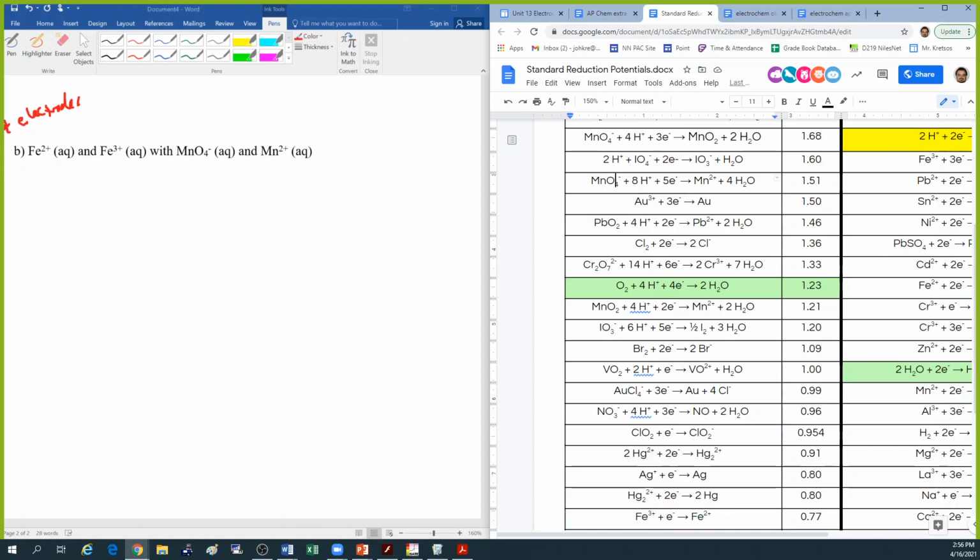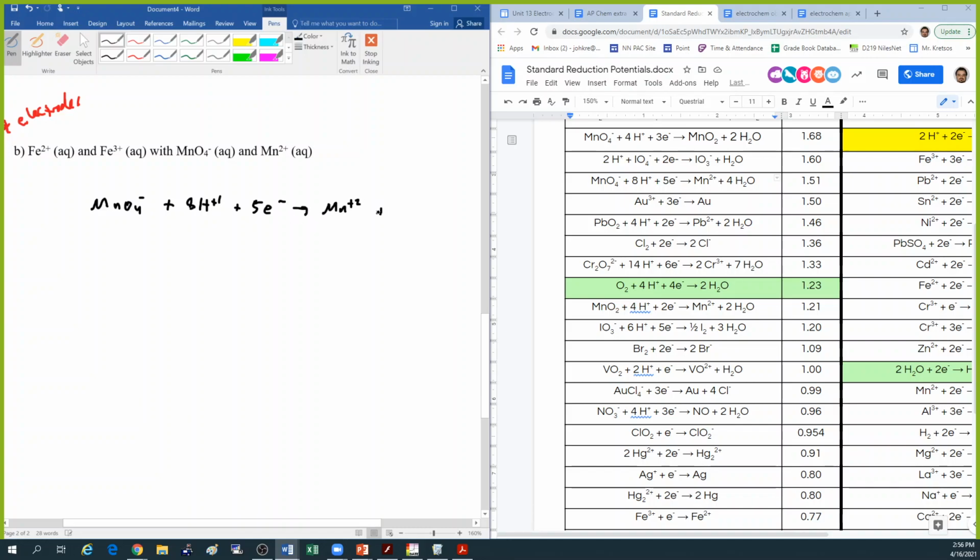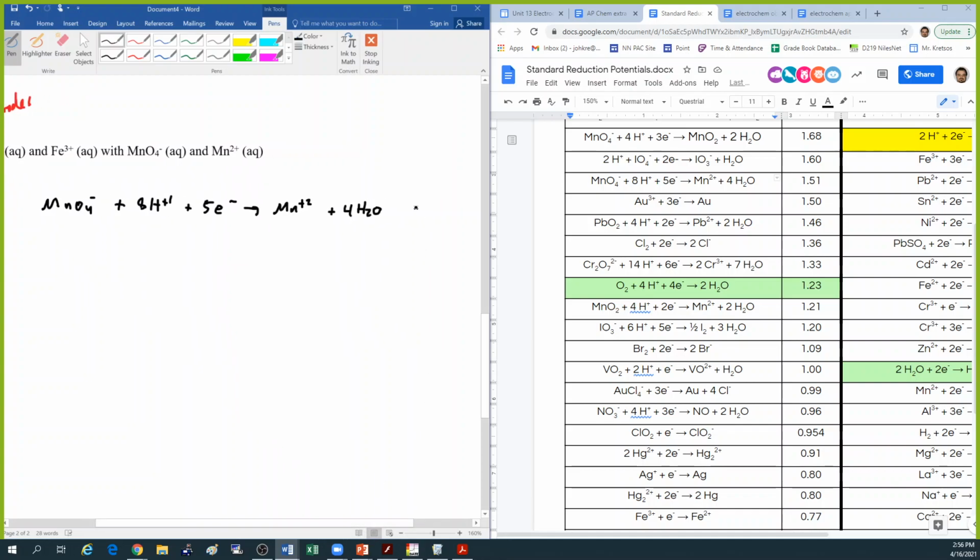So that's good. So if we pull those ones out, we would have permanganate plus 8 hydrogen. This starts to look familiar. These look like things we did first semester with redox balancing. Manganese 2 in water. And then that's got a potential of 1.51 volts.